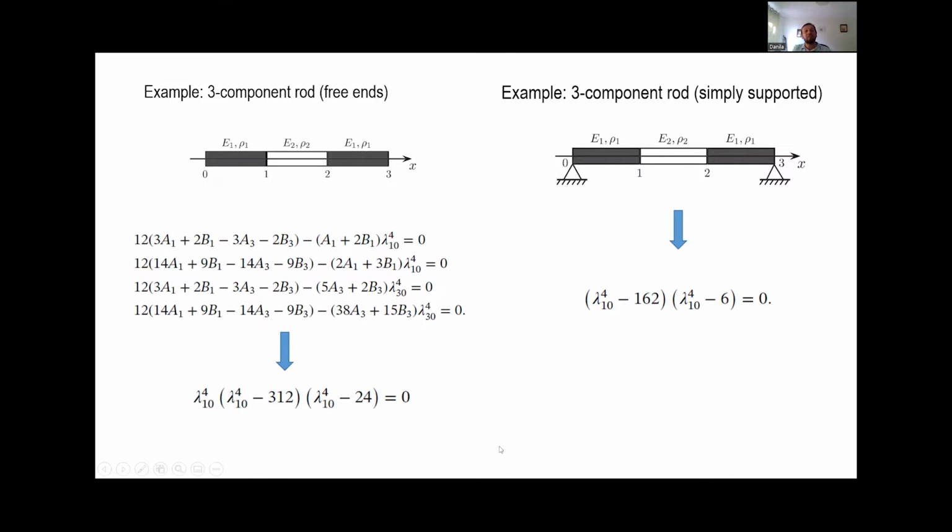You can see it. In the first case, when we had the free ends, there was this root of 0, the eigenvalue of 0, which corresponded to the rigid body motion. So that was a 0 eigenvalue for the rigid body motion of the beam. In the case of the simply supported beam, certainly rigid body motions will not appear. And as a result, we don't have this root appearing in the frequency equation. Well, the 3-component case was certainly not a very difficult exercise.